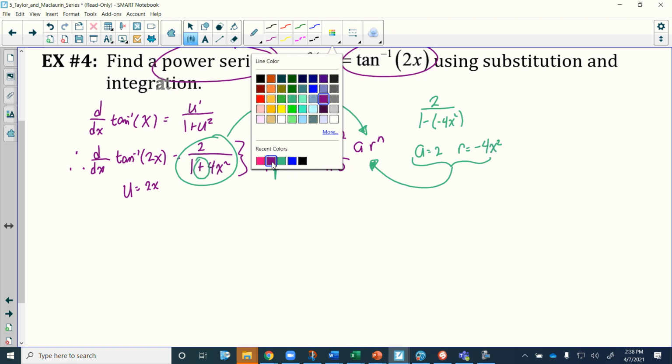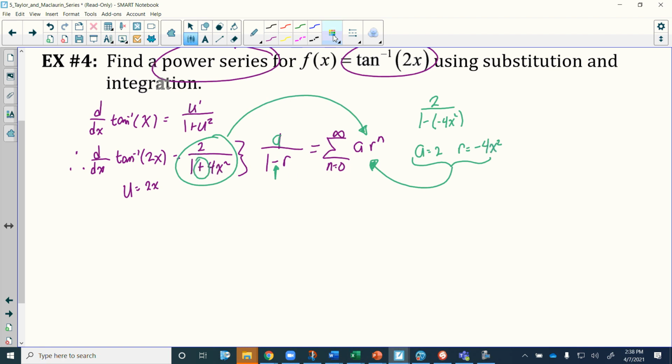Well, now that I've done that, my geometric representation, or my power series, in this case, is going to be the summation from n equals 0 to infinity of 2 times negative 4x squared to the power of n. Now we want to clean that up a little bit. We want to expand it and make sure that we understand exactly what's going on here.